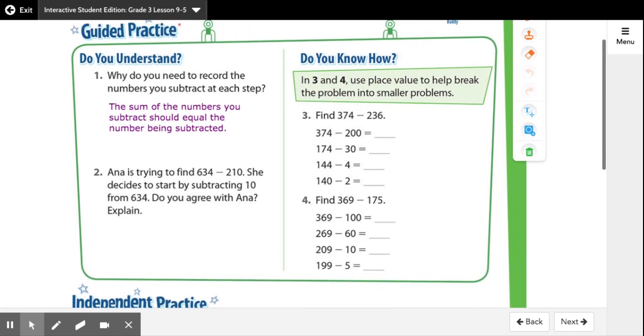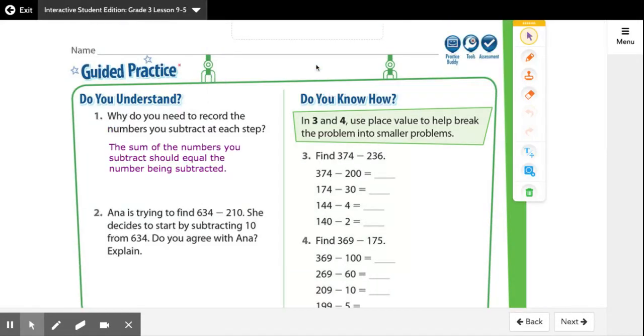All right, let's move on to number 2. Anna's trying to find 634 minus 210. She decides to start by subtracting 10 from 634. Do you agree with Anna? Explain. So explain means I gotta have some sort of showing my work here. I can't just say yes or no.